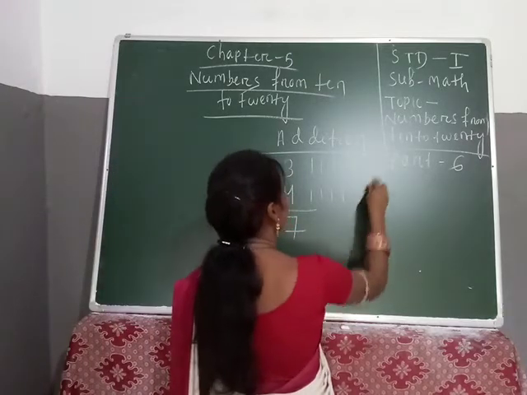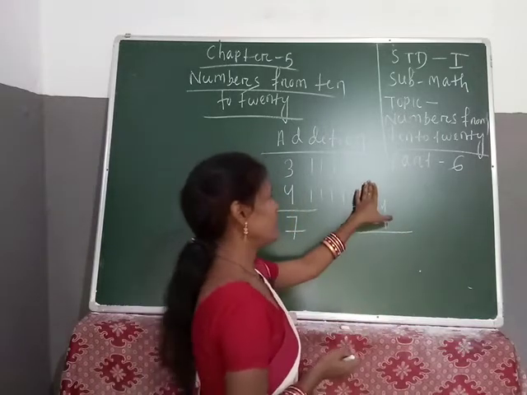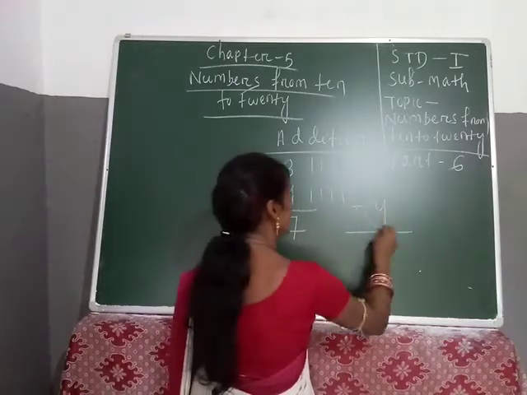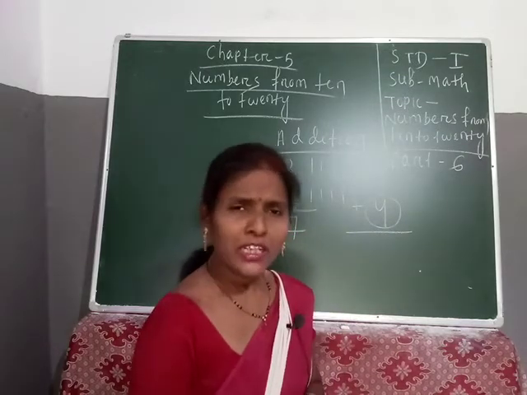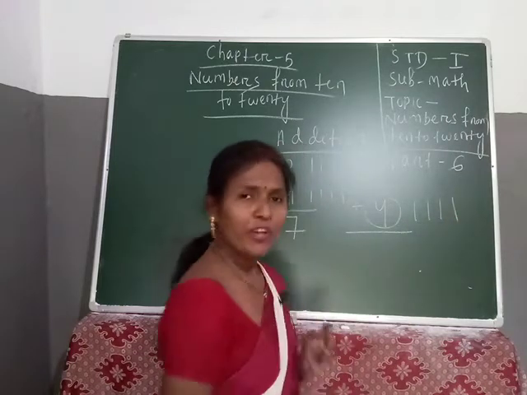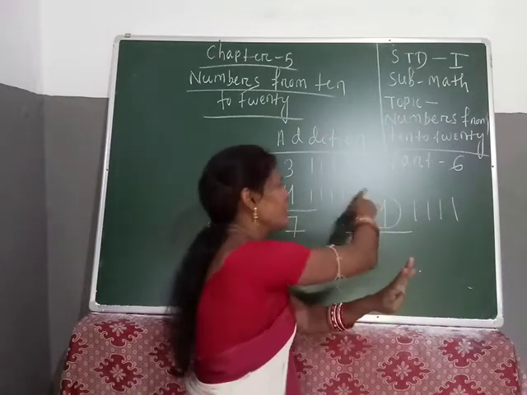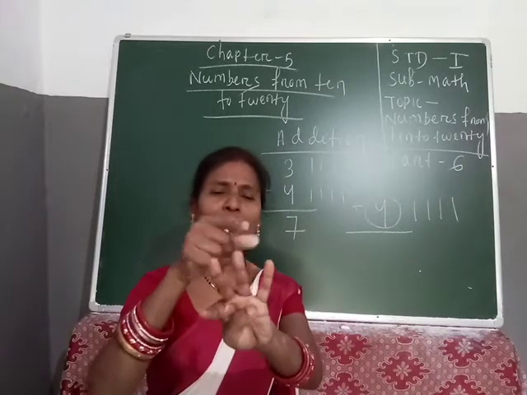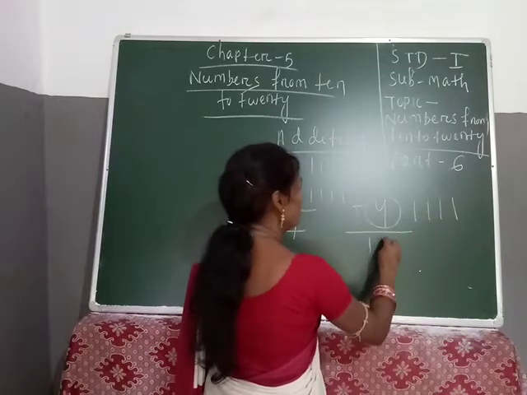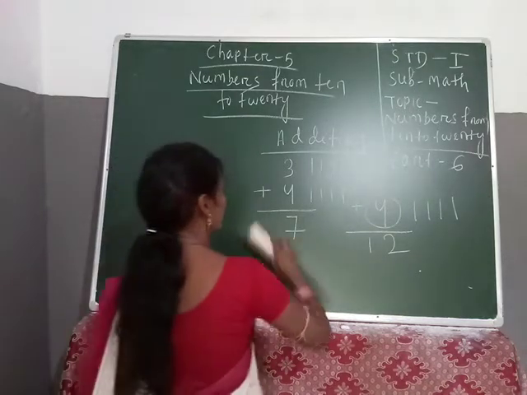Again I am doing 8 plus 4. Another trick I told you: from the two numbers, here is 8 and here is 4, see which is the smallest number. Yes, 4 is the smallest number. So we put 4 lines, or I show 4 fingers. Next we count 8, 9, 10, 11, 12. So you will write 12.